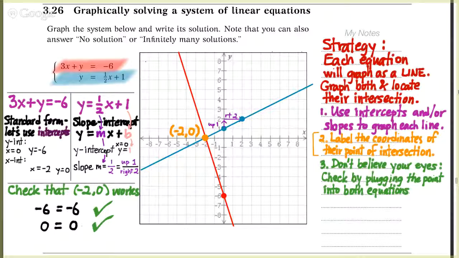But regardless of which techniques you use, you're going to get two lines and then look for their point of intersection, which in this example we saw was approximately at the point -2, 0. But we can't be satisfied with approximately. We also have to check our answer. So we took x equals -2 and y equals 0 and substituted them into our original system and actually verified that that point x comma y solves both equations and therefore is what we call the solution of this linear system.